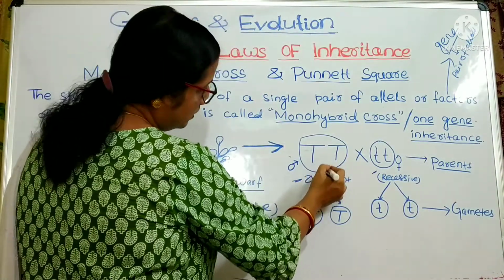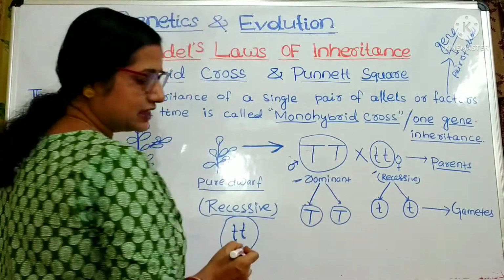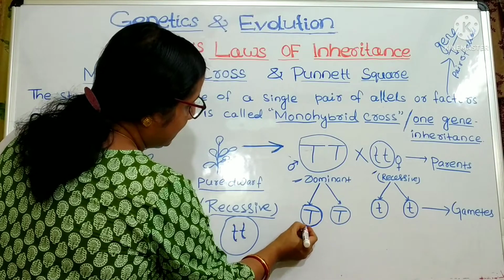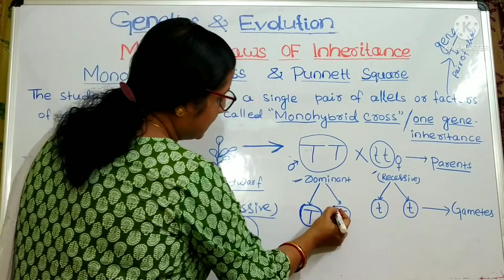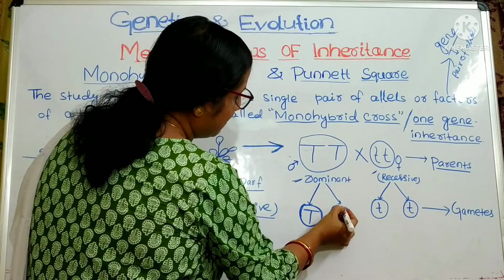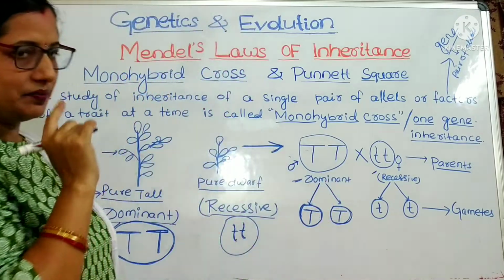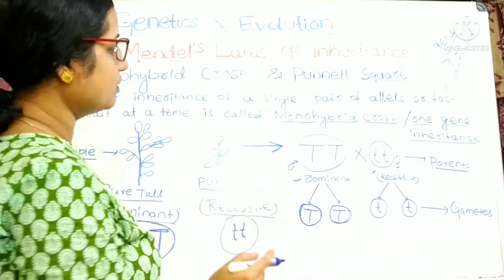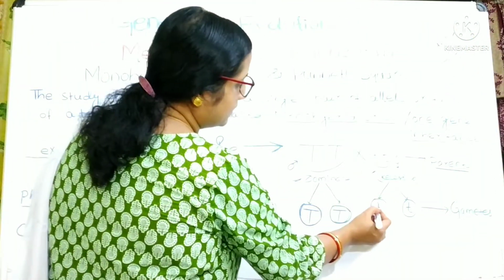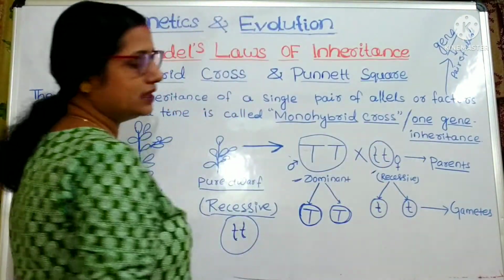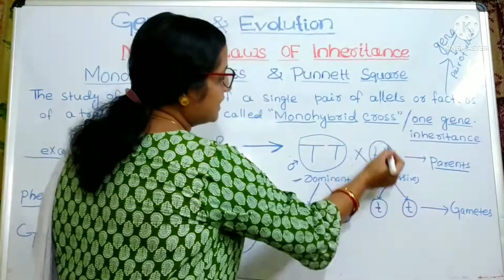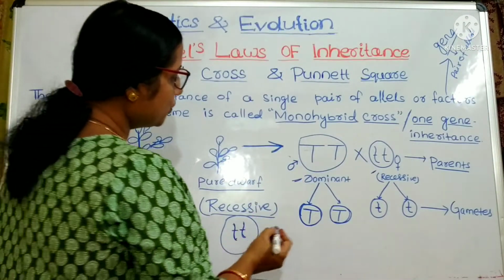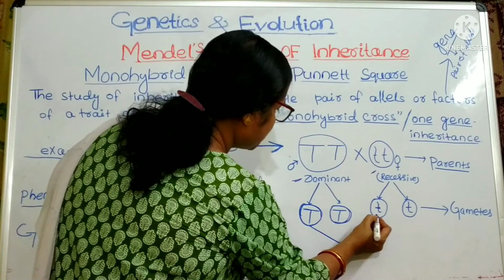So the parent produces gametes. Here capital T and capital T produce two gametes of the same type, that is capital T and capital T. And the small t plant, the recessive or dwarf plant, also produces gametes, small t and small t, and these gametes are also the same. So these gametes fuse together.